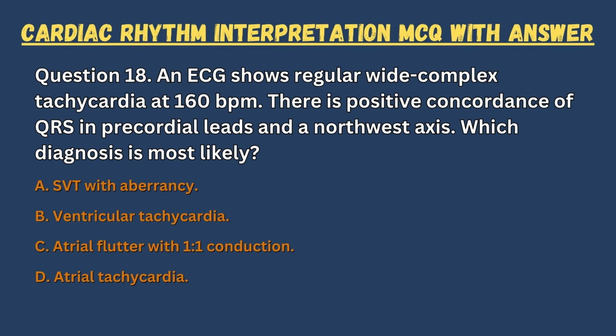Question 18. An ECG shows a regular wide complex tachycardia at 160 BPM. There is positive concordance of QRS in precordial leads and a northwest axis. Which diagnosis is most likely? A. SVT with aberrancy. B. Ventricular tachycardia. C. Atrial flutter with 1:1 conduction. D. Atrial tachycardia.